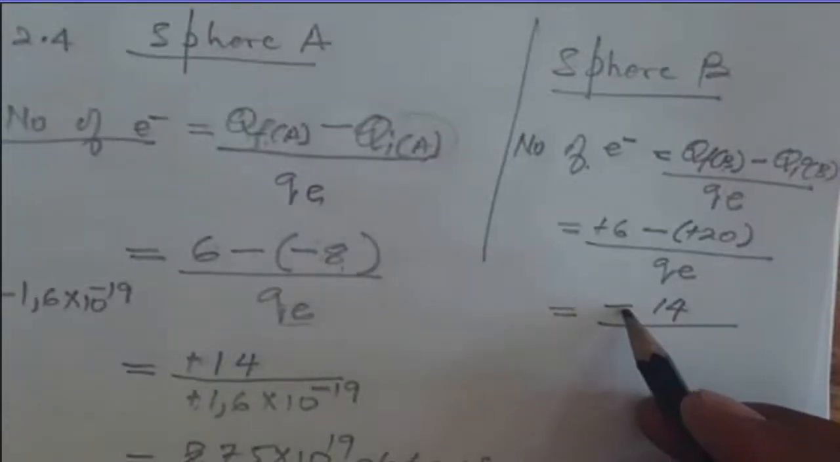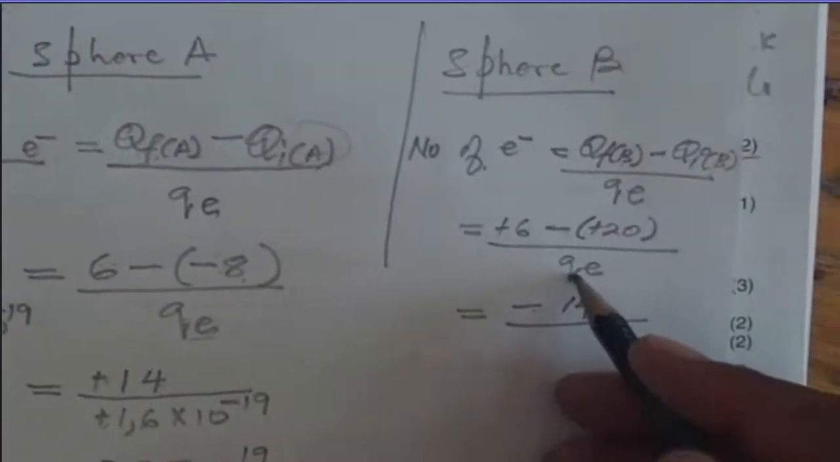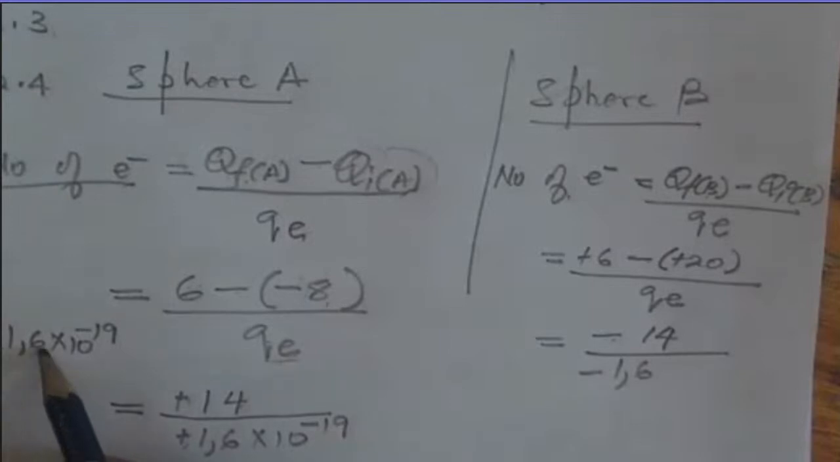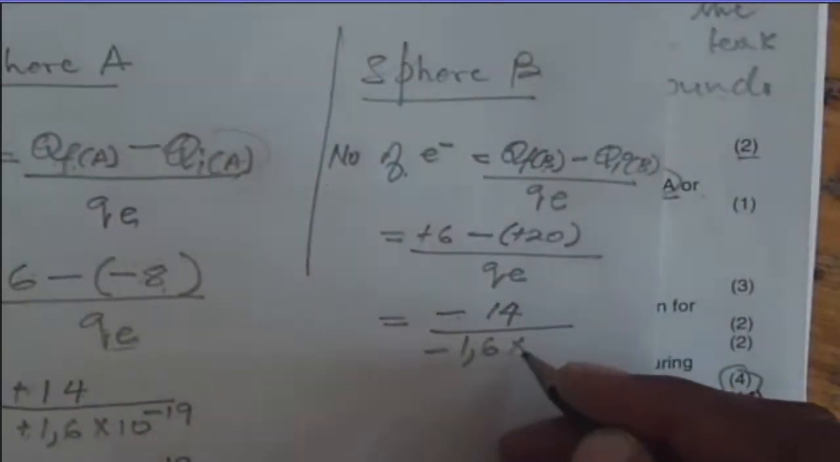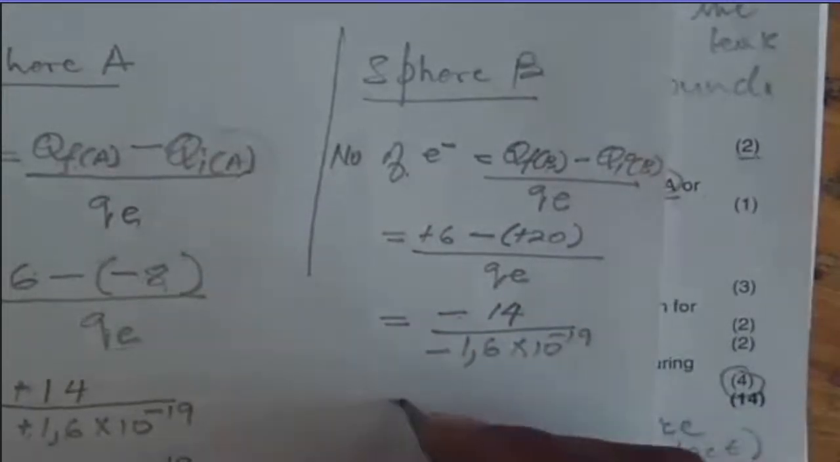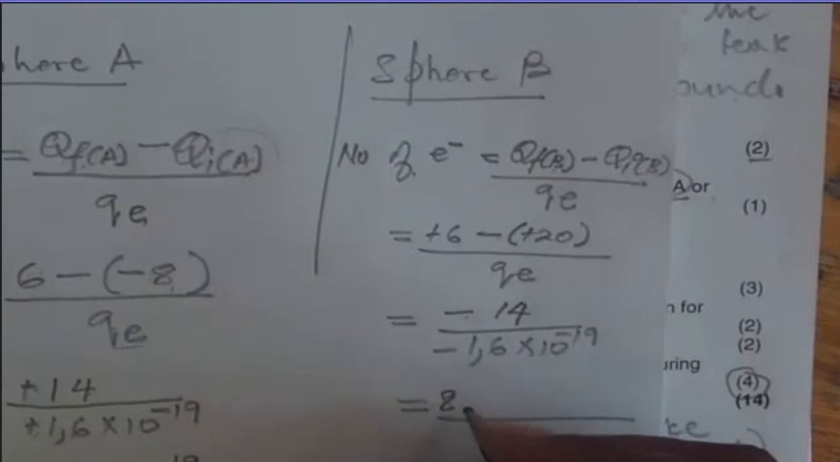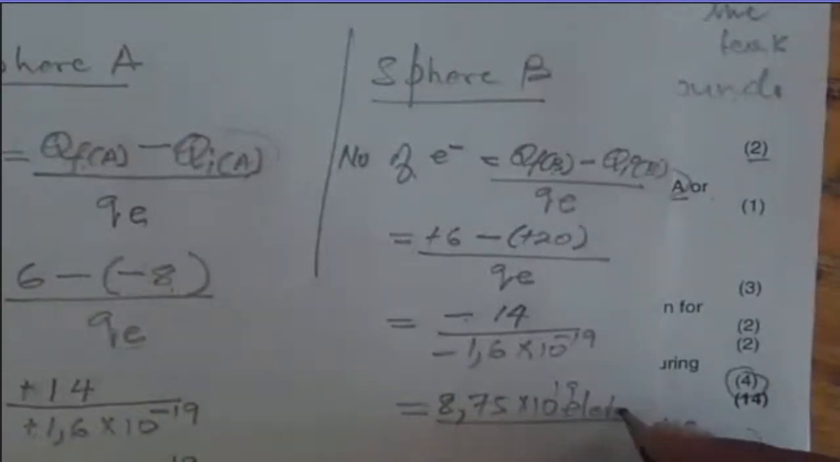If this is negative, now is when I'm going to substitute at the bottom. The charge of the electron is negative 1,6 exponent negative 19, so it must be 1,6 exponent negative 19. I'm going to get the same answer, which is 8,75 exponent 19 electrons.